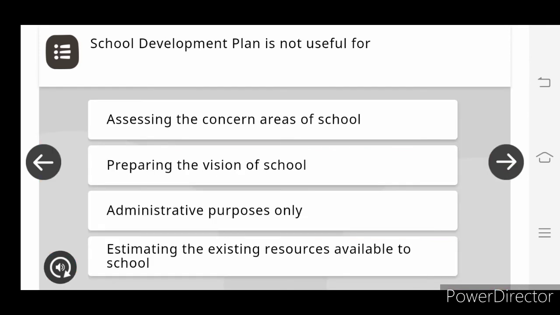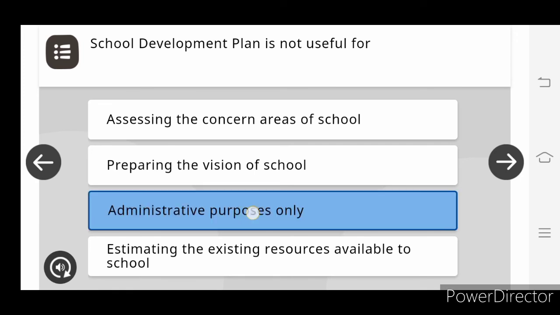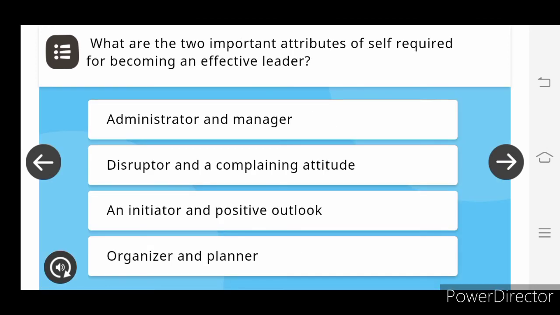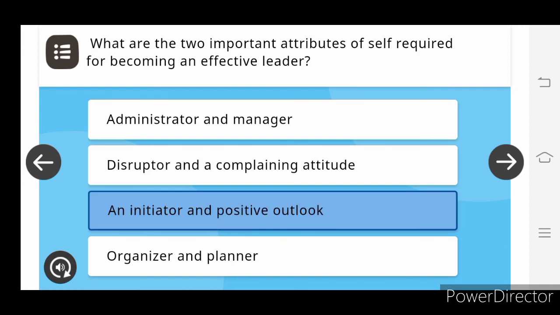School development plan is not useful for: assessing the concern areas of school, preparing the vision of school, administrative purpose only, estimating the existing resources available to school. So here administrative purposes only is the right option. What are the two important attributes of self required for becoming an effective leader? Administrator and manager; disruptor and planner; attitude, initiator and positive outlook; organizer and planner. So the right option is initiator and positive outlook.